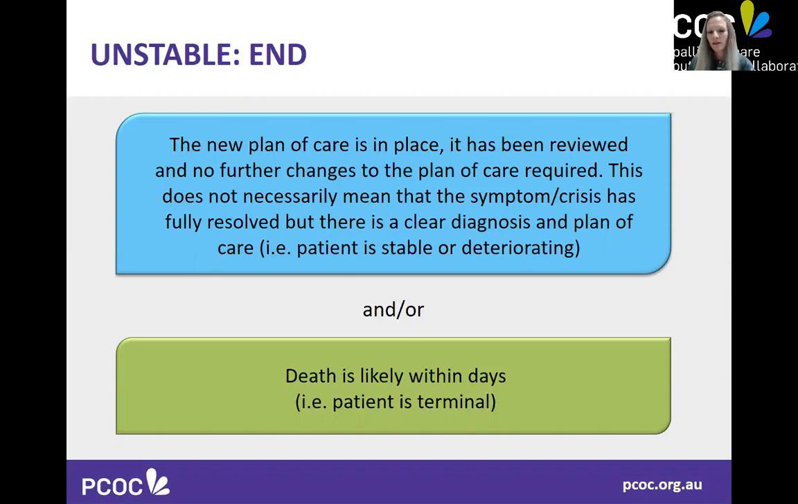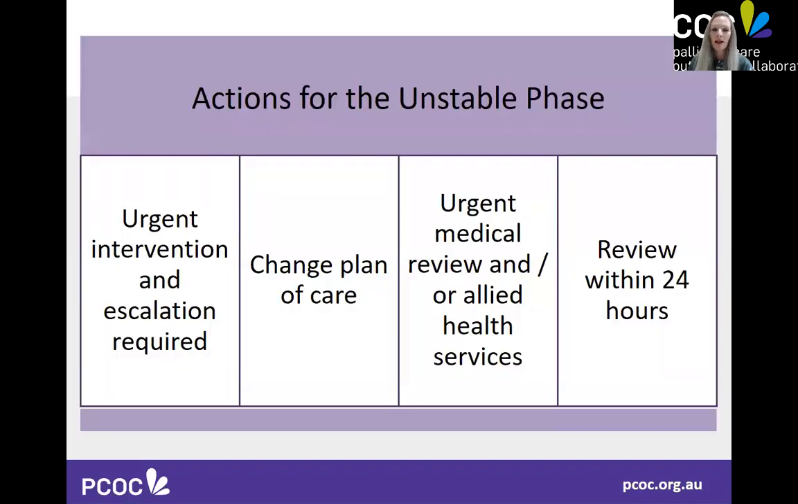It can also end because death is likely within days. So no matter what the severity of symptoms and problems are, if a patient is dying, they're in the terminal phase and you're providing terminal care. Actions for the unstable phase, well, you need to urgently intervene and escalate to the right person within your team to provide care. You need to change the care plan, and there is urgent medical, nursing or allied health services required, and you need to review this patient within 24 hours.